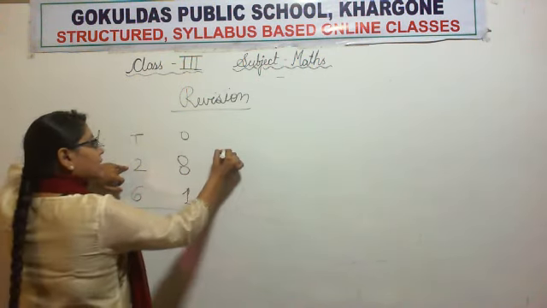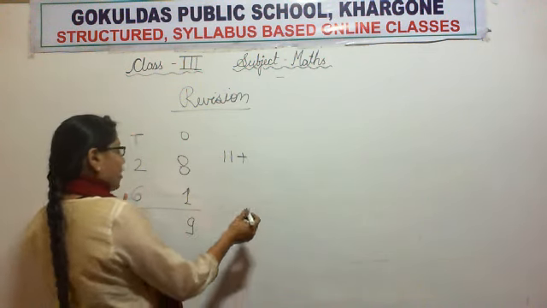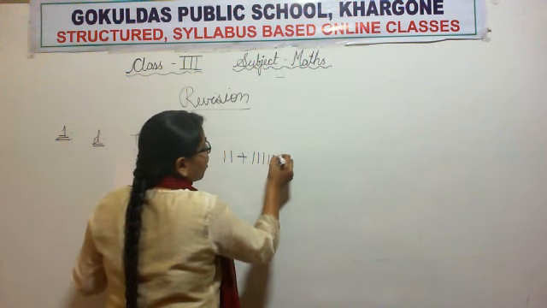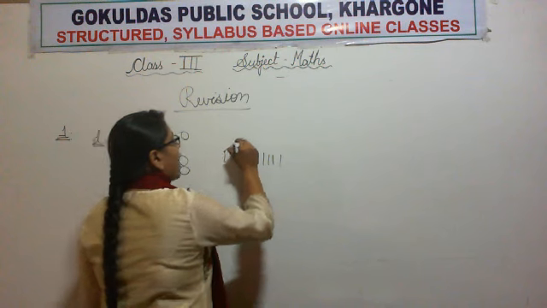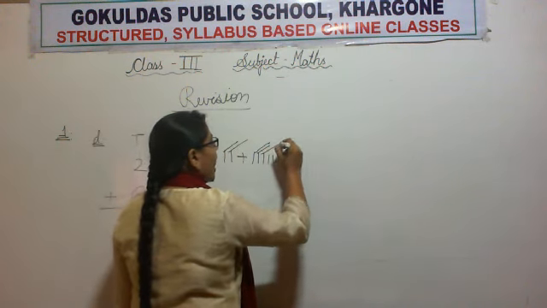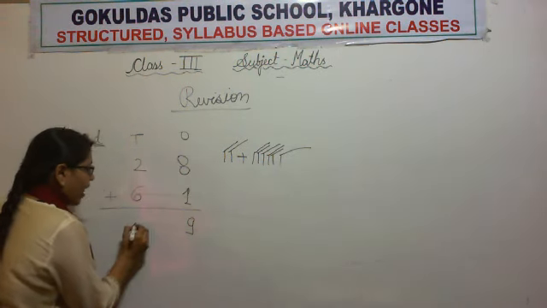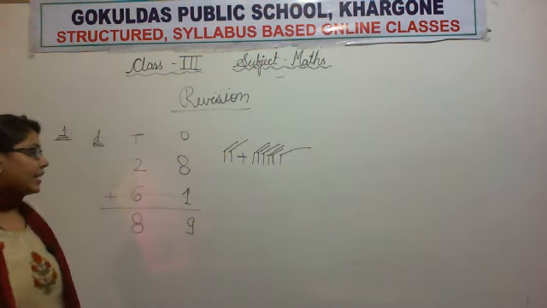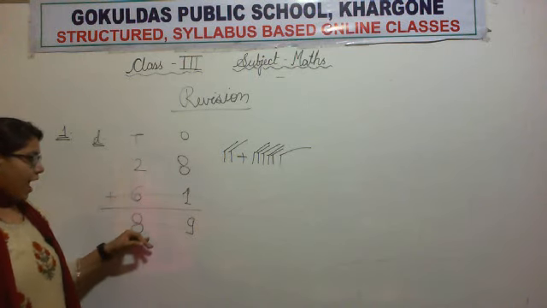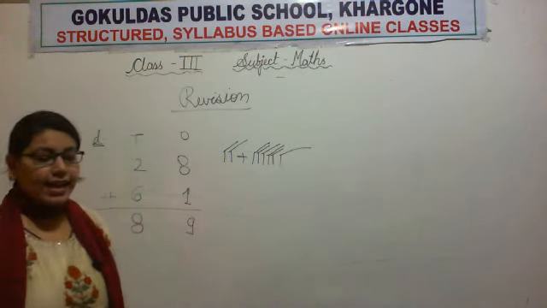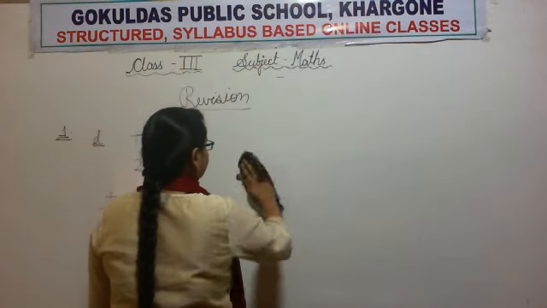Now number 2 is there. So we will draw 2 sticks. 3 is there, so 6 is there, so we will draw 6 sticks. Now let's count how many sticks are there. 1, 2, 3, 4, 5, 6, 7 and 8. 8 sticks, so we will write the number 8. So first addend is 28, second addend is 61 and our answer is 89. Our sum or total is 89.